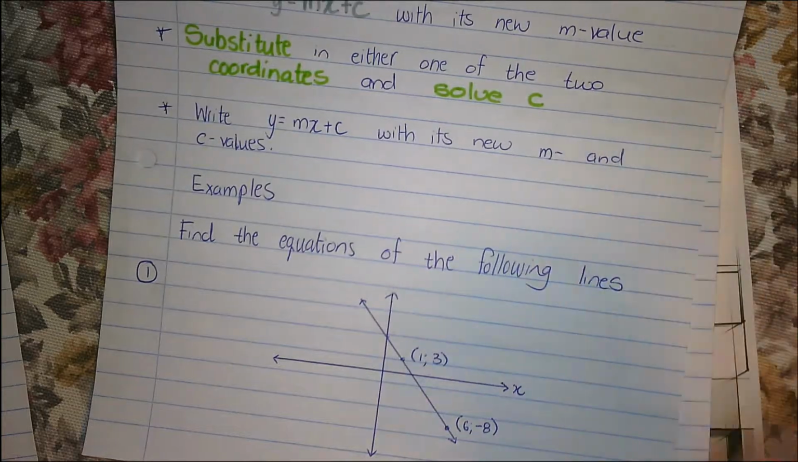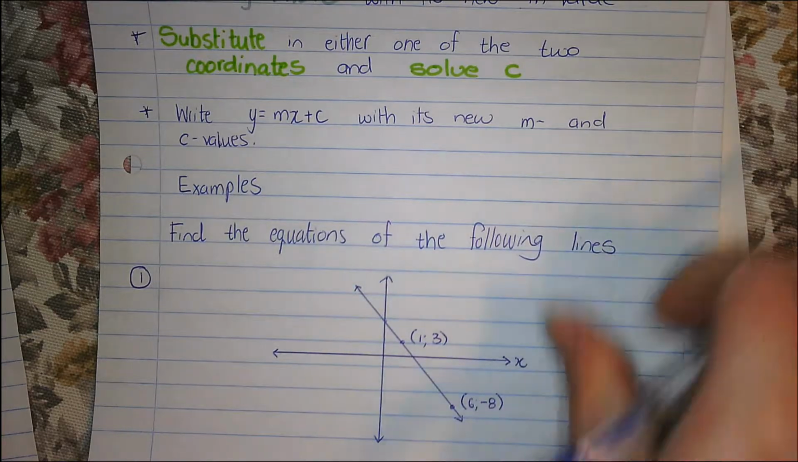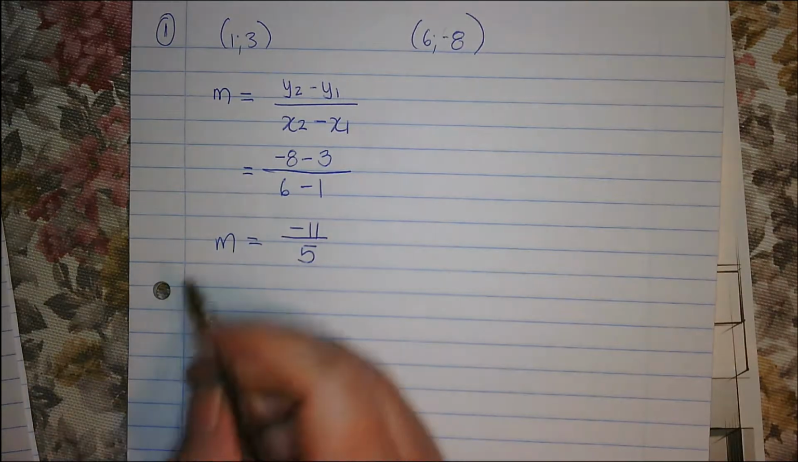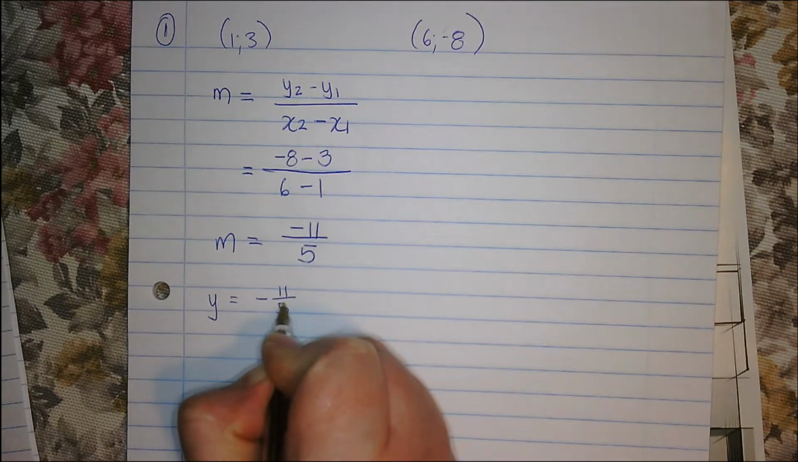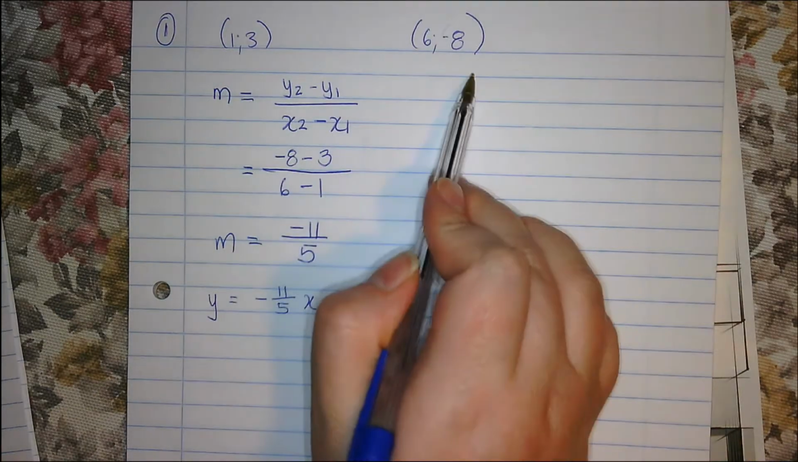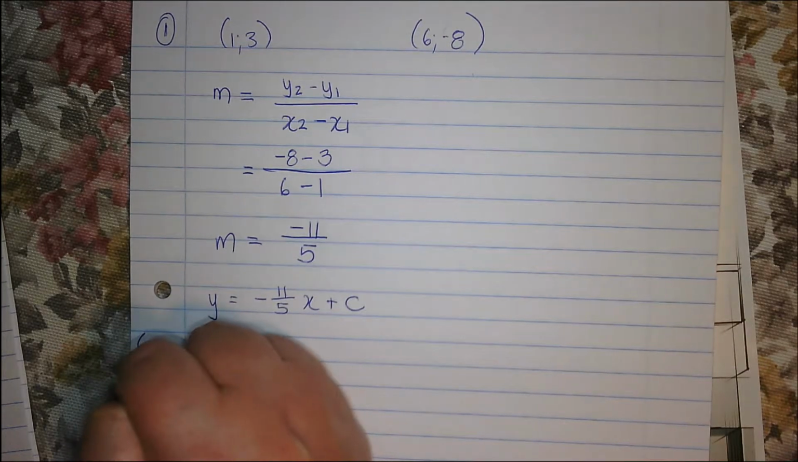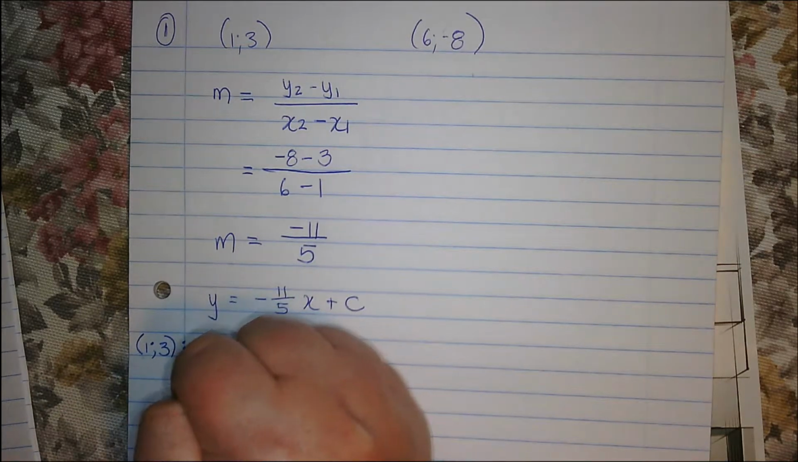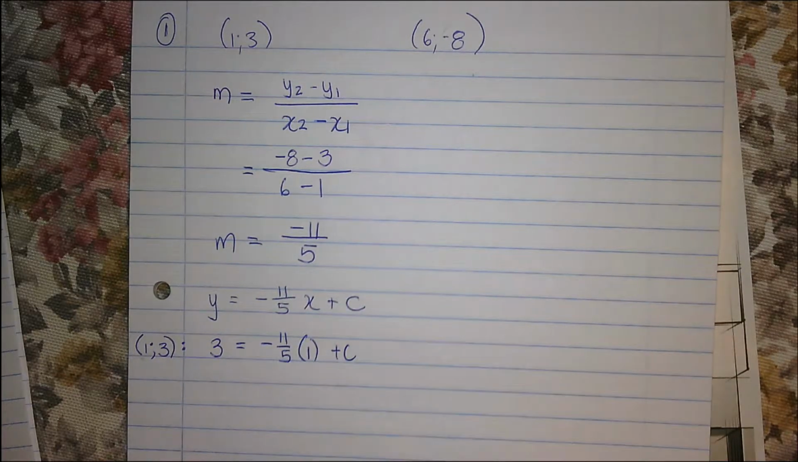In this case, you'll see there's my line. It is decreasing, so it will have a negative m value, and there's our m value, which is negative. So we're going to substitute it into y equals m, which is negative 11 over 5, x plus c. And then we pick one of the points. It doesn't matter which one you choose to substitute in. I'm going to substitute in 1 and 3 because I think working with 1 is going to be easier. So we have 3 equal to negative 11 over 5 times 1 plus c.